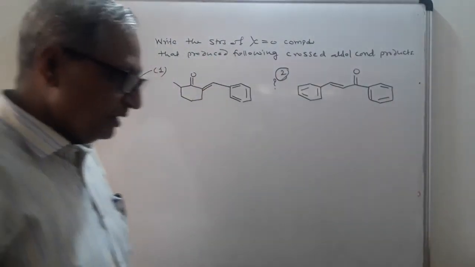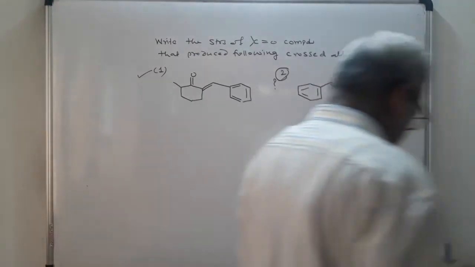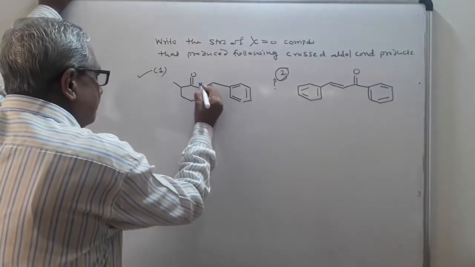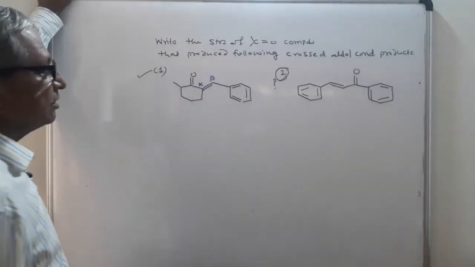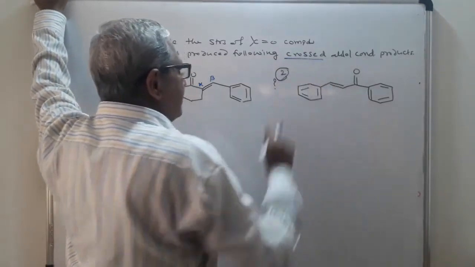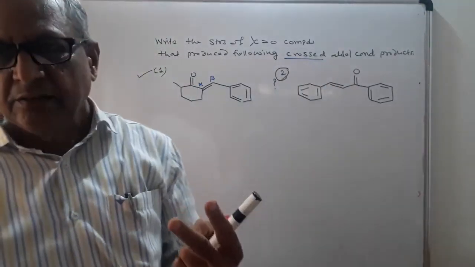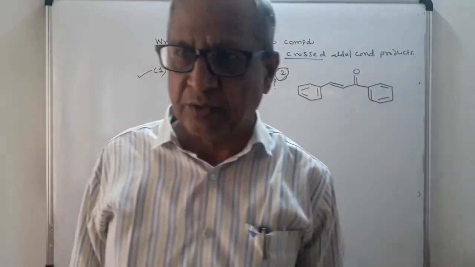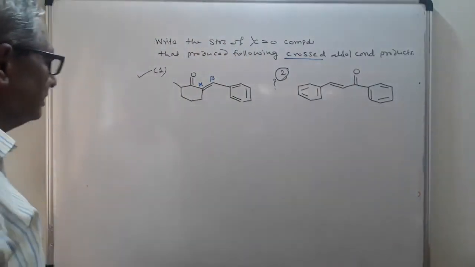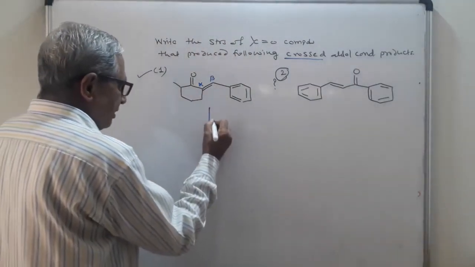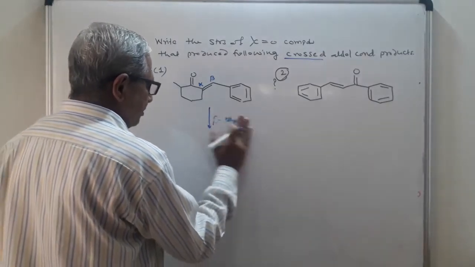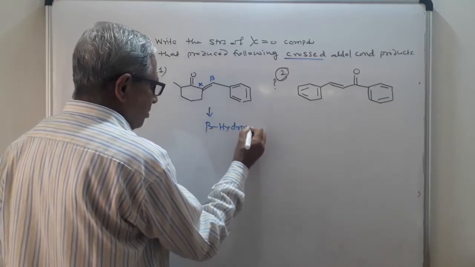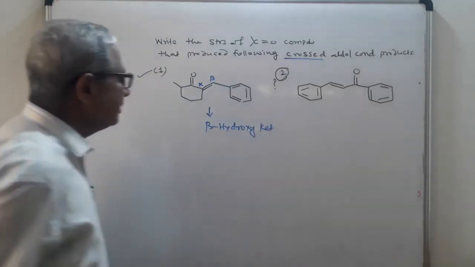Now see here, the explanation is here. This is an alpha beta unsaturated ketone. The term cross indicates there will be two different aldehydes or two different ketones, or one molecule of aldehyde and one molecule of ketone. I was explaining the term crossed aldol condensation. So from this you will prepare a beta hydroxy ketone. What is the structure of beta hydroxy ketone?